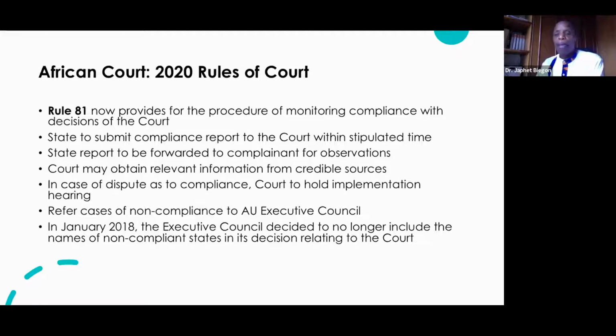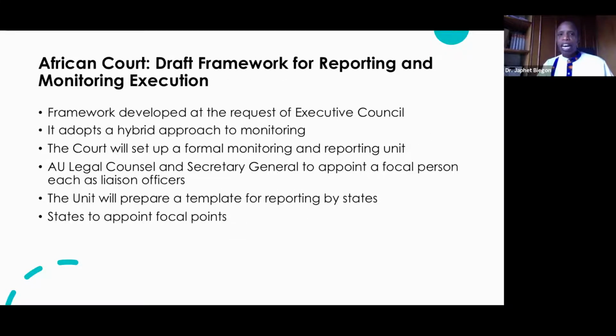But it seems that the Executive Council has been speaking from both sides of its mouth, because at the same time, dating back to 2014, it had asked the African Court to develop a framework for reporting and monitoring of its execution of judgments of the court. And it is in this context that we saw in January 2018, the African Court submitting to the Executive Council the draft framework for reporting and monitoring of execution. This is a framework that had been developed over a period of time involving a consultative process with various actors.